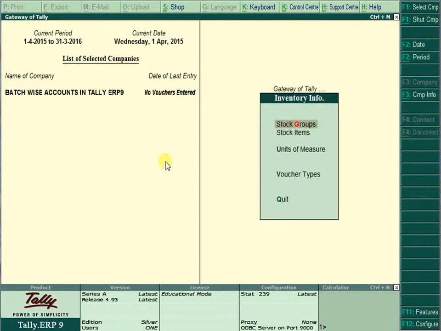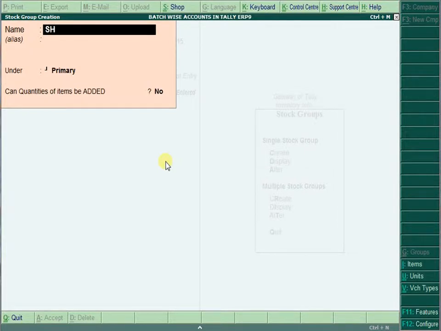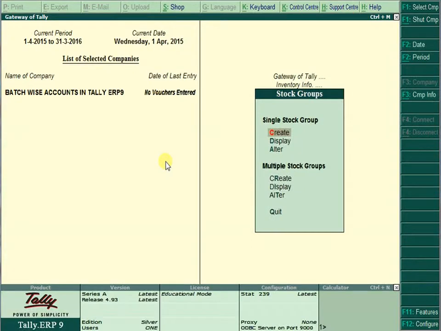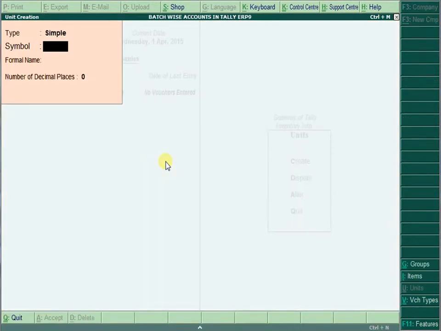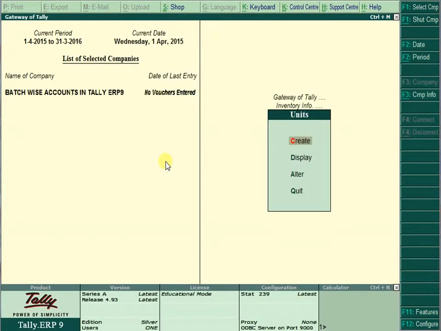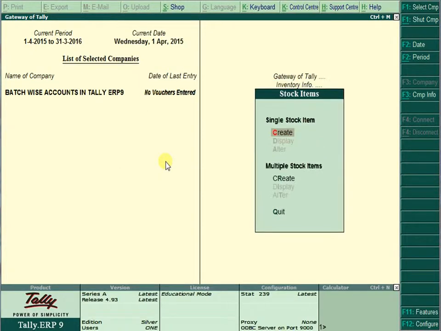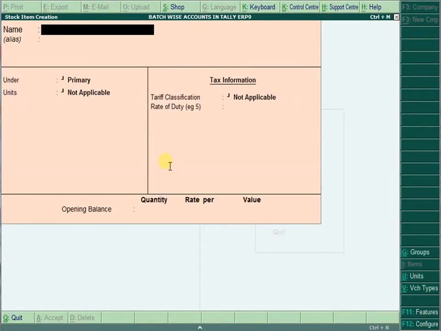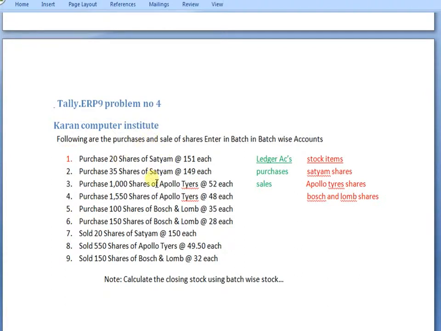First we should create the stock group, shares, and the measurement of the stock group is numbers. Here we are purchasing shares of Satyam and we are also selling the shares of Satyam. Here this is our stock. We are purchasing Satyam, Apollo and Post shares and we are also selling the same. That means this is our stock.